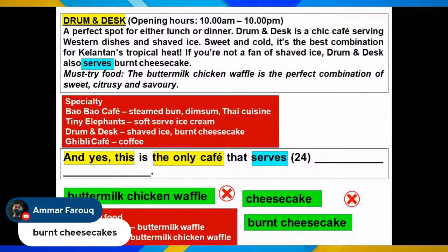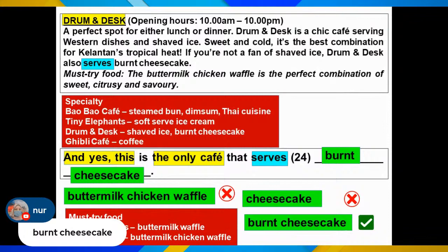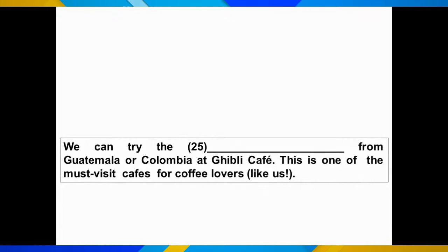So, this is the answer. All right. You got the correct answer. Well done. Can we move to the next question? Question number 25. So, this is the last question. You can try what?